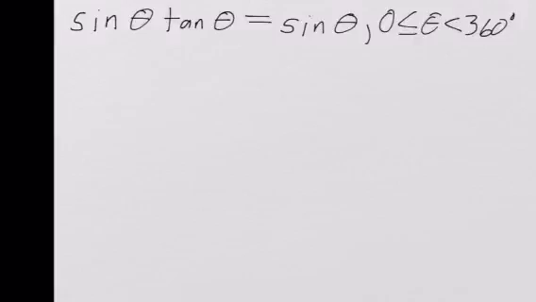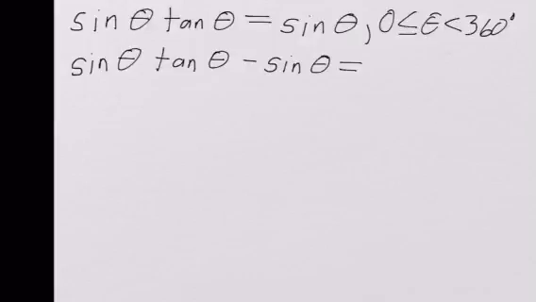Now, first thing I want to caution you on with this problem is we look at this and it's immediately tempting to divide both sides of the equation by sine theta. The problem with that is that's only okay if sine theta isn't 0, which we can't guarantee right off the bat. So we don't want to do that. Instead, what we're going to do here is subtract sine theta from both sides. So we have sine theta tangent theta minus sine theta is equal to 0.